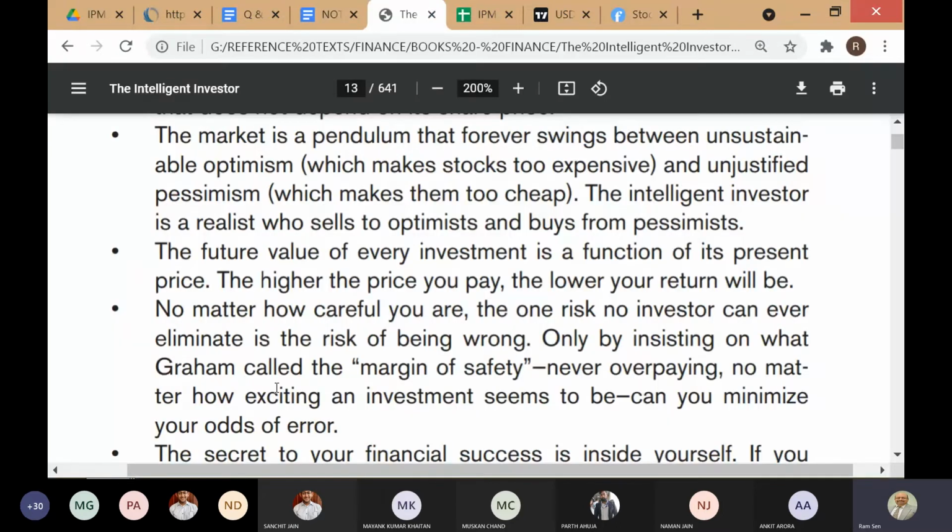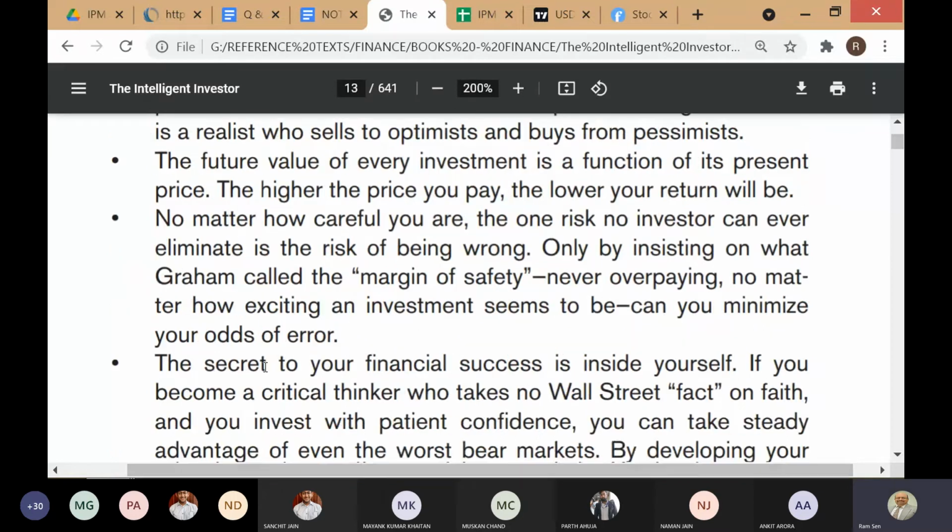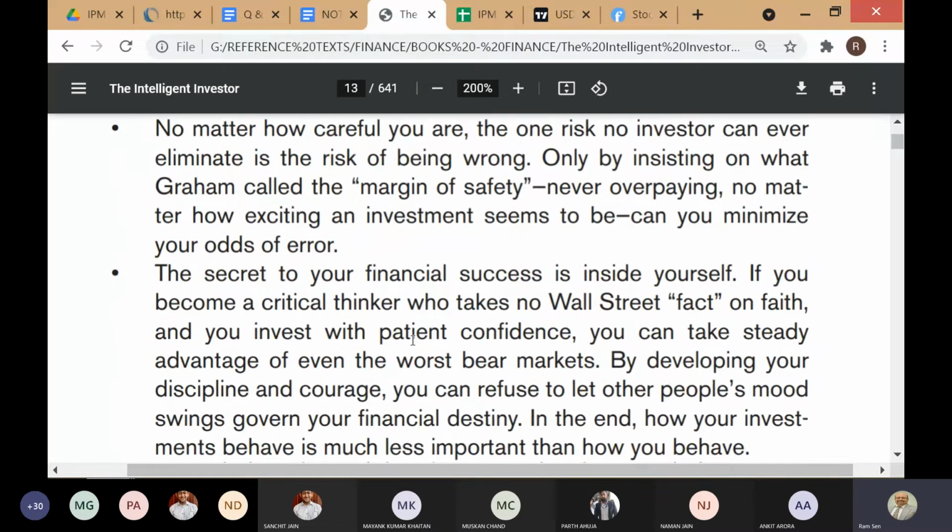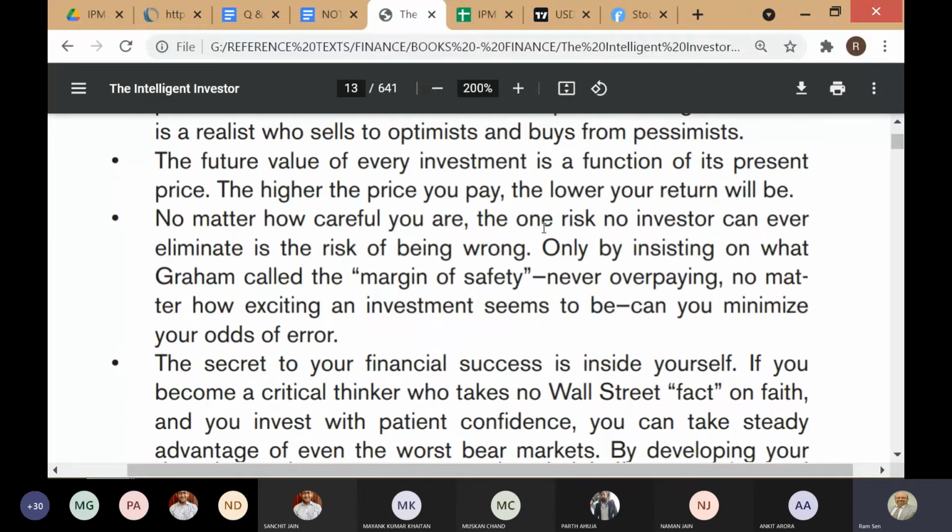So let me just quickly go through this and say, of course, no investor can eliminate the risk of being wrong. This is very important. So you have to have that sense. Okay, so I think we have some other point. This is a very important term. Okay, please remember this in value investing.